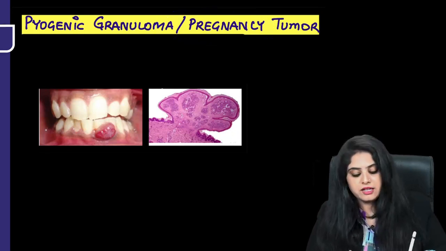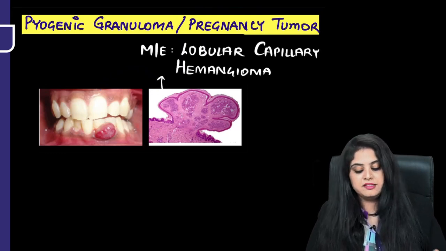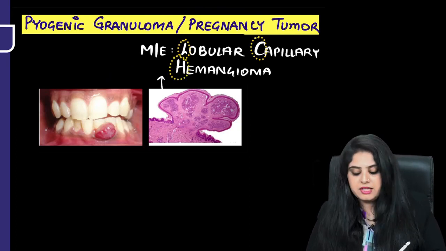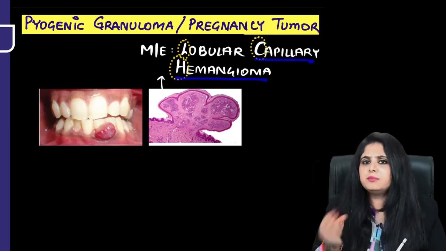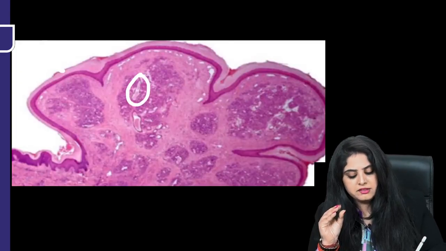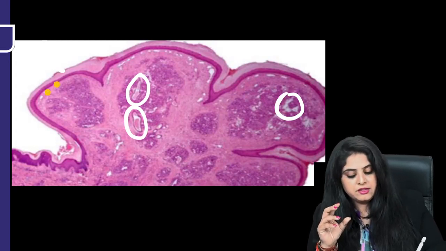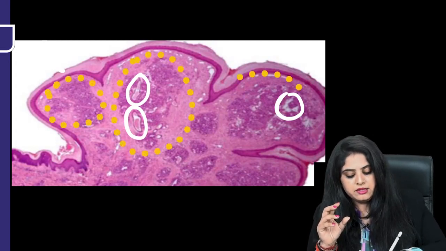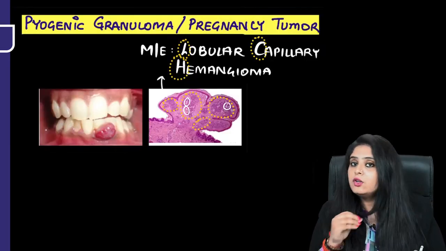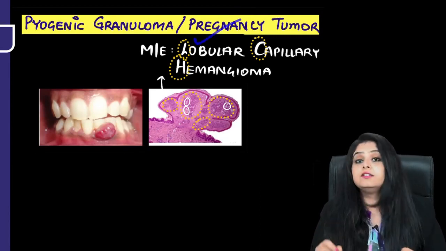So the only question they will ask you is, how does it look under the microscope? And under the microscope it is LCH. What is LCH? It's a lobular capillary hemangioma. Capillary hemangioma means small blood vessels. So yes, the blood vessels are very tiny. But I've added the word lobular, which means there is a lobule here, a lobule here, maybe a small lobule here. That is why I call it LCH, lobular capillary hemangioma. So this has a very classical history of pregnancy.